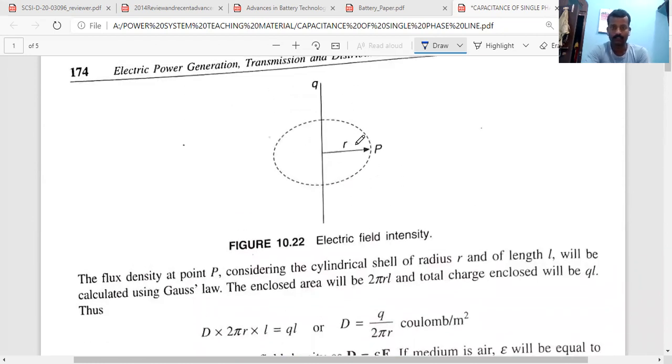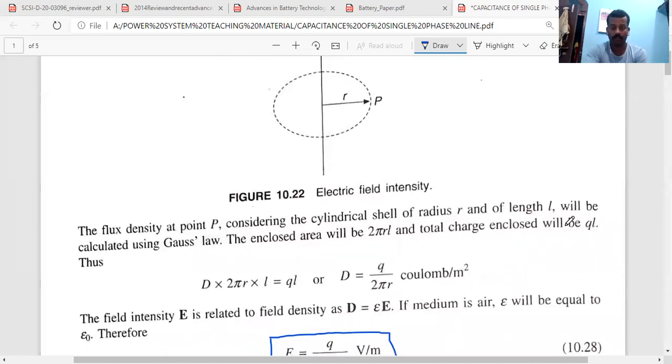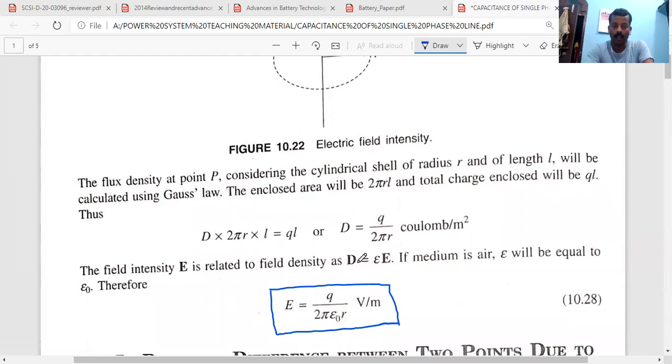with this radius and this much length. As per Gauss law, the total charge enclosed, which is Q into L, will be equal to D into 2 pi r into L, where D is the field density, and this D is given by D = epsilon E, where E is the electric field intensity.